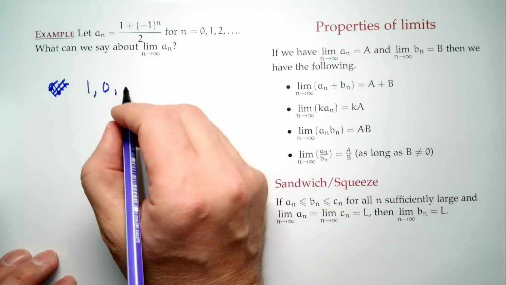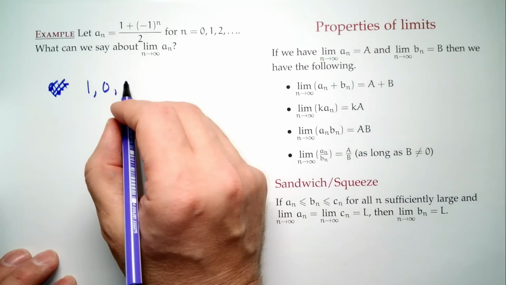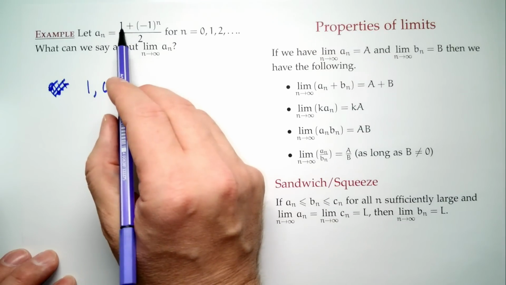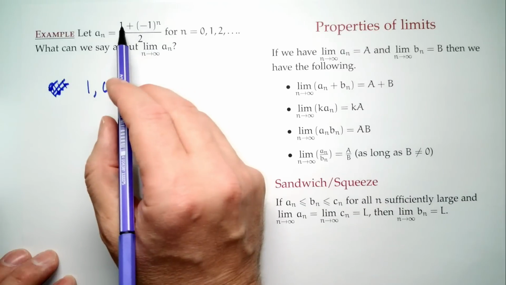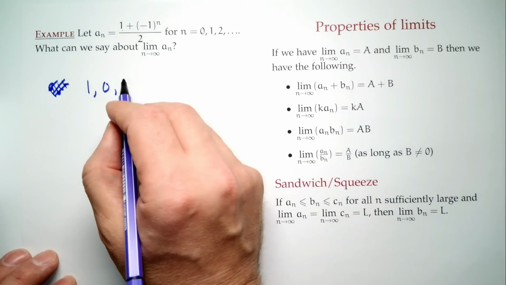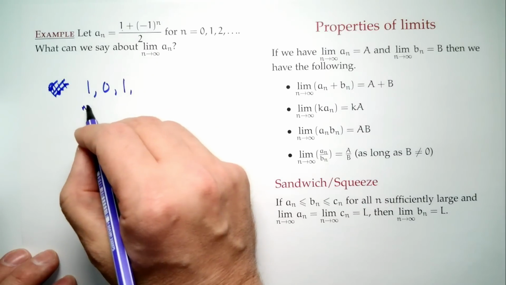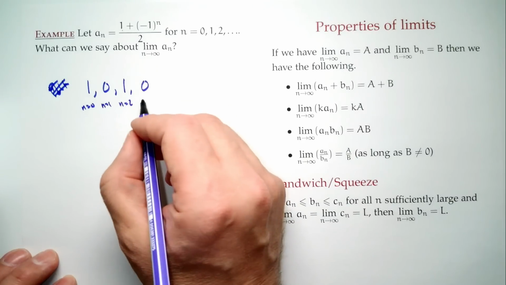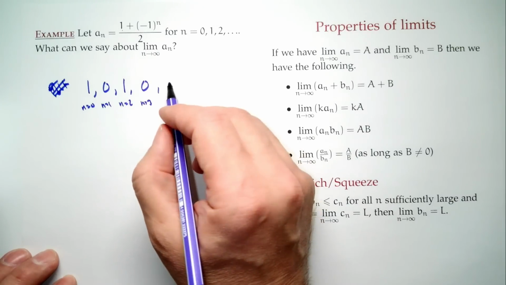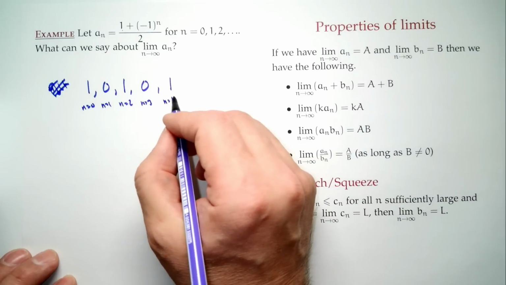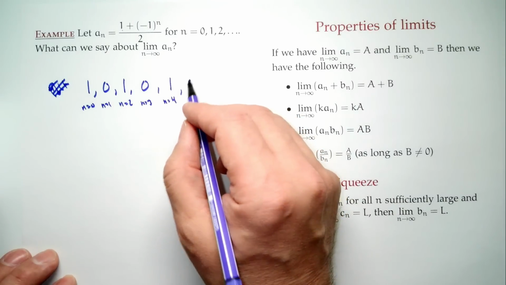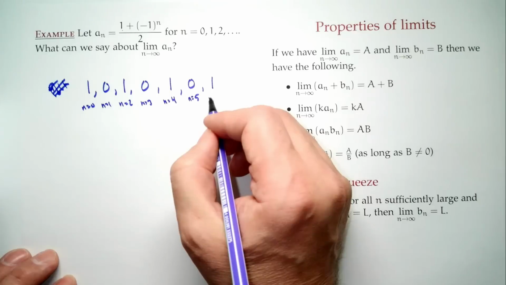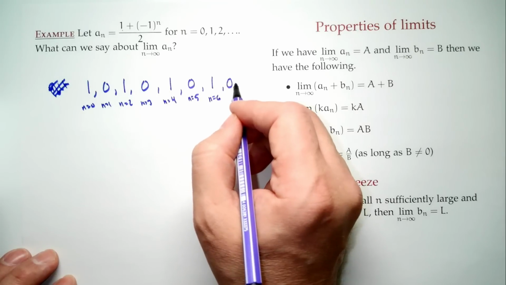Then the next term? So it's going to be 1 plus negative 1 squared, 1 plus 1 over 2, which is 1. Okay, so that's n equals 0, n equals 1, n equals 2. What's the next term going to be? 0. Okay, what's the next one? 1. You might start spotting a pattern here. What's the next one? 0. Okay, what's the next one? 1 again. It's going to alternate.